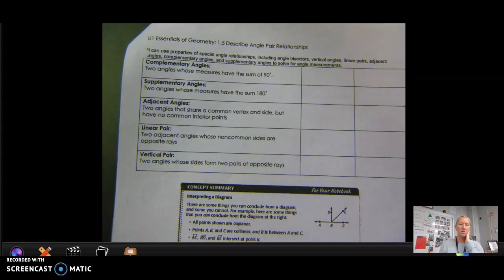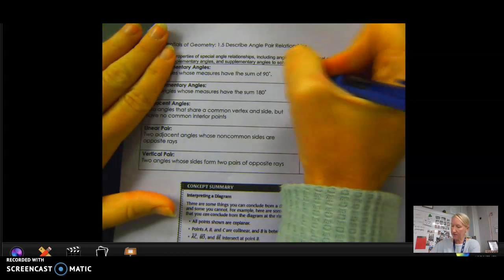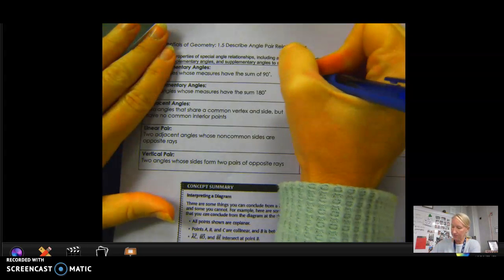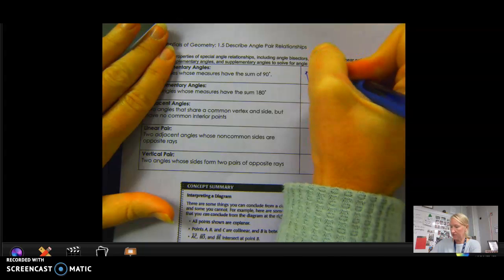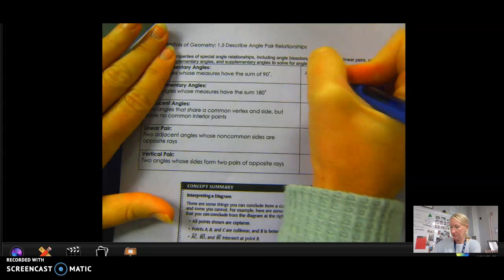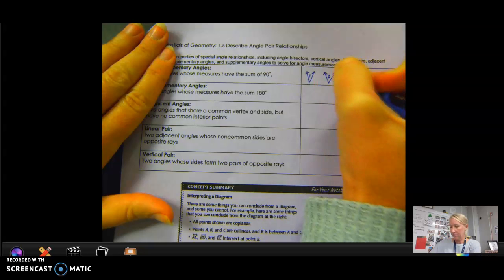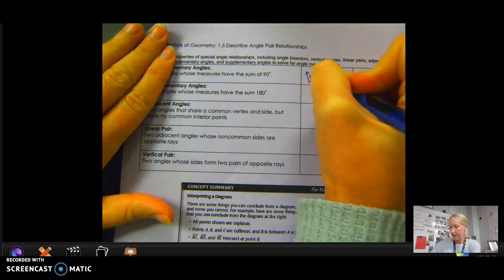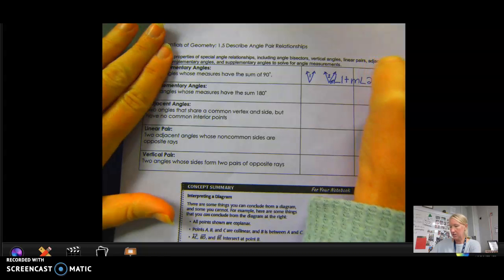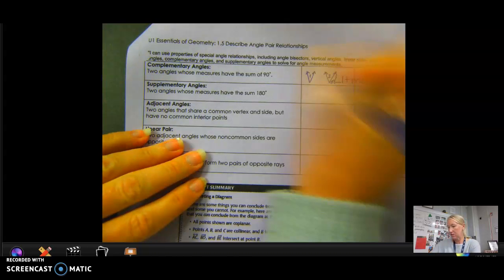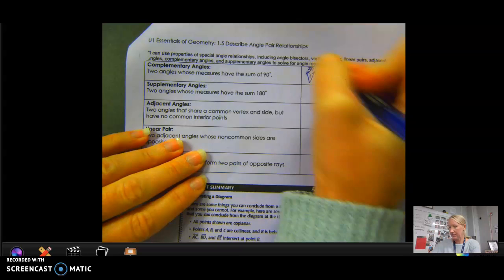Complementary angles are two angles whose angle measures add up to 90 degrees. So I may have this angle and this angle. This may be angle 1, this may be angle 2, and I may say the measure of angle 1 plus the measure of angle 2 equals 90 degrees. Okay, so maybe if this is 30, that would make this 60.